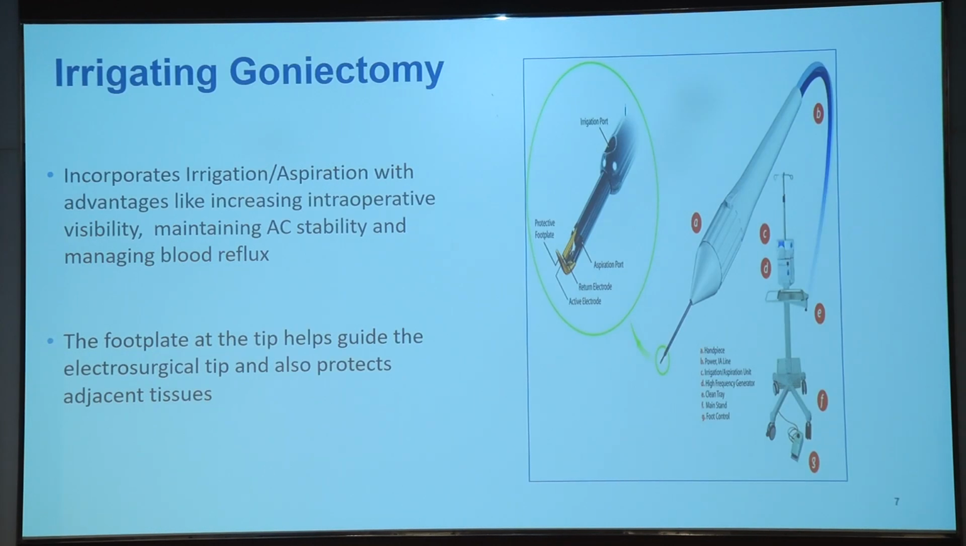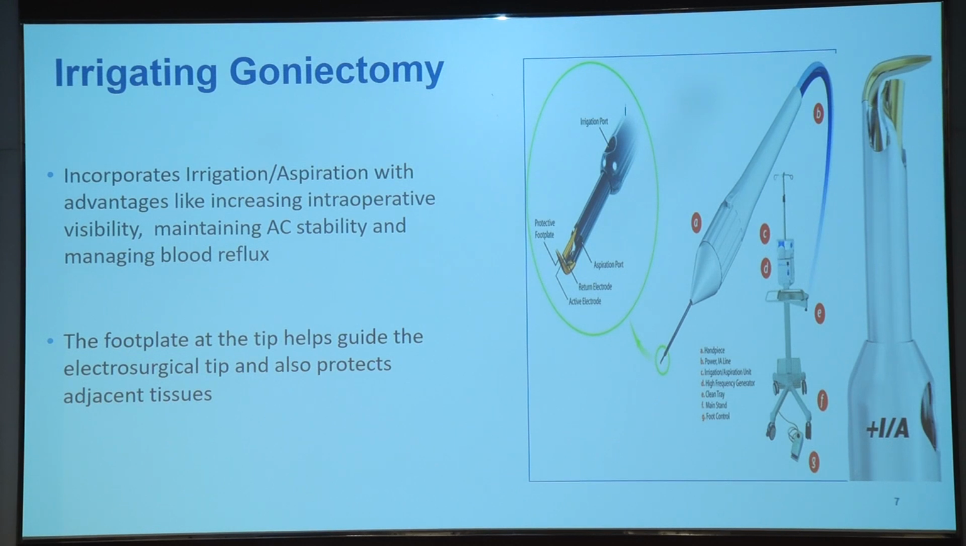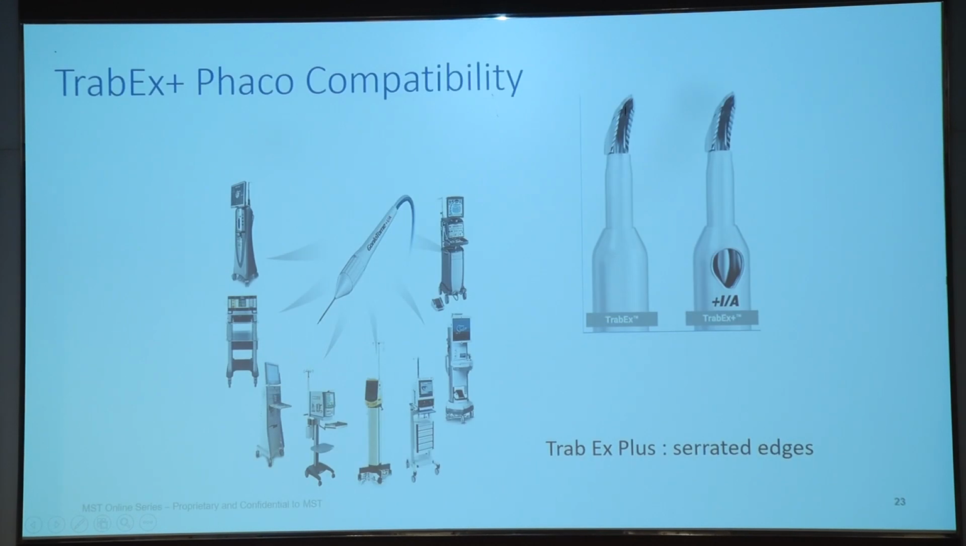And it incorporates, the biggest advantage is that it is associated with the irrigation aspiration system, and that definitely helps in the initial stages to increase intraoperative visibility as it pressurizes the chamber and maintains the anterior chamber and also manages the blood reflux. The foot plate helps guide the electrosurgical tip and also protects the adjacent tissue, so the collateral damage can be prevented.